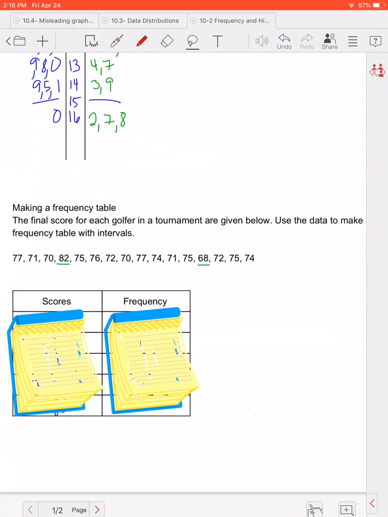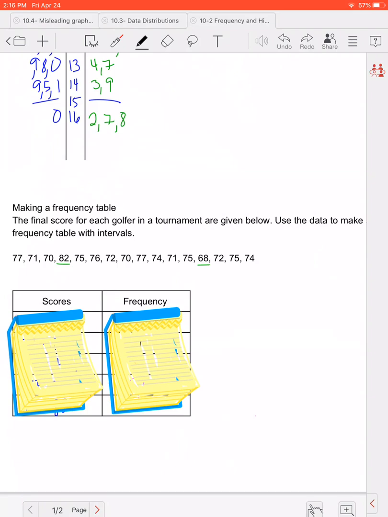Now, I've kind of cheated a little bit and written some of the numbers just so our video isn't so long. Okay, so a frequency table is where you take the scores and then you tally up how many are happening. So frequency is how often something is happening. The final score for each golfer in a tournament is given below. Use the data to make a frequency table with intervals.